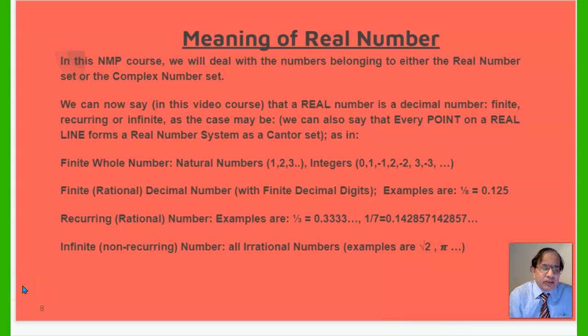In this numerical methods course, we will deal with numbers belonging to either the real number set or the complex number set. We can now say in this video course that a real number is a decimal number, finite, recurring, or infinite, as the case may be. We can also say that every point on a real line forms a real number system as a Cantor set.